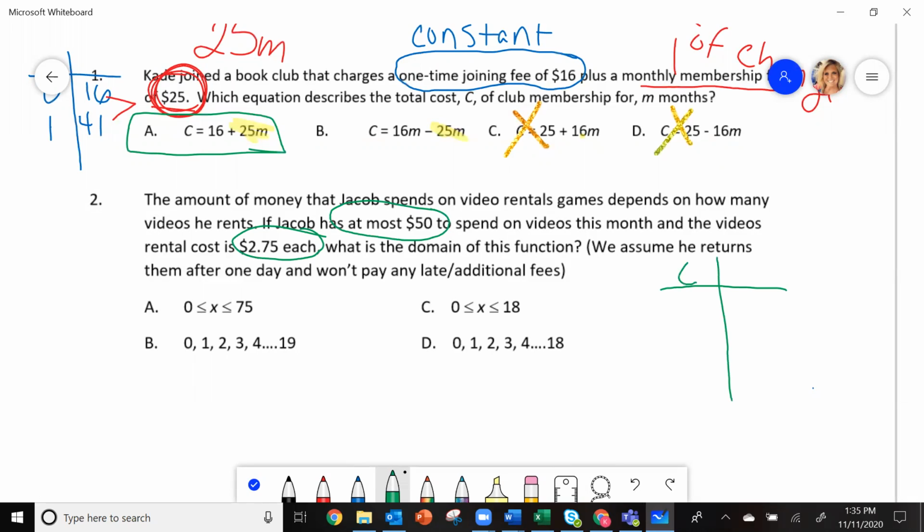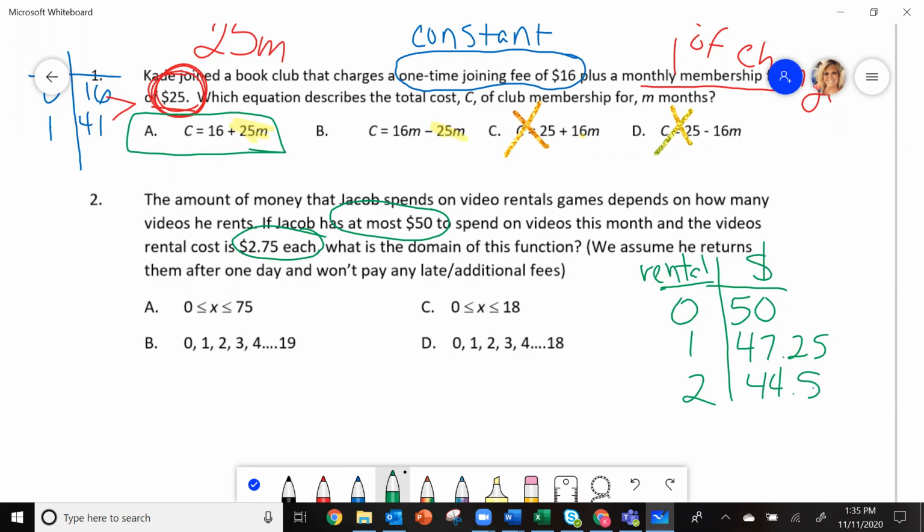At time 0, this is going to be the rentals, and this is going to be the amount of money. Before he rents anything, he has $50. After one rental, we're going to subtract $2.75 from it. So if I do 50 minus 2.75, I get $47.25. Again, the next one, take away 2.75, and it becomes $44.50.